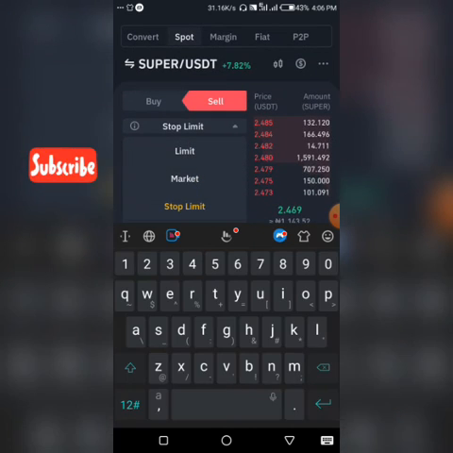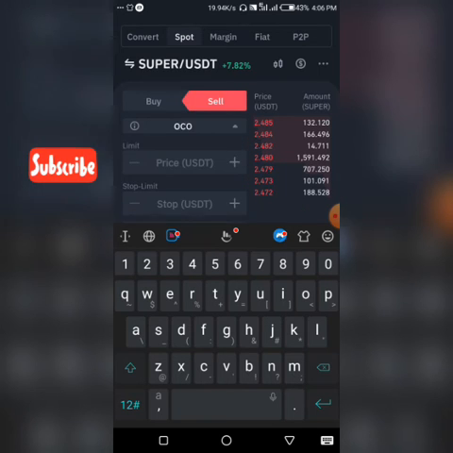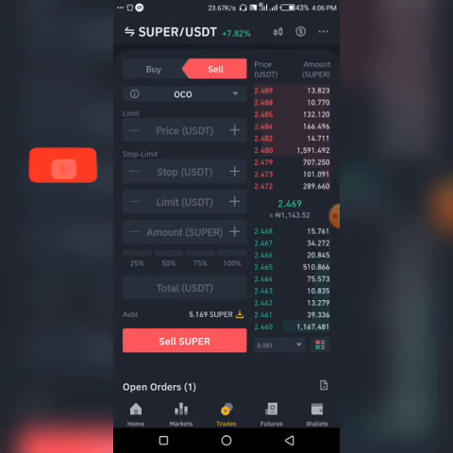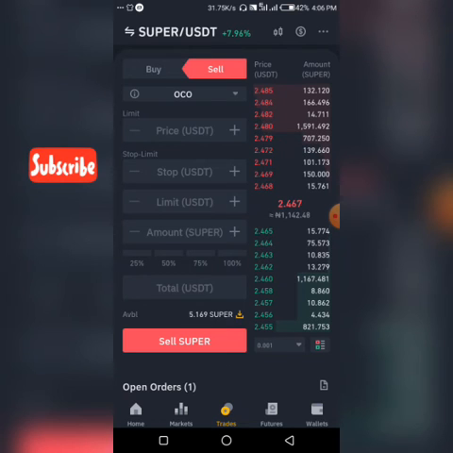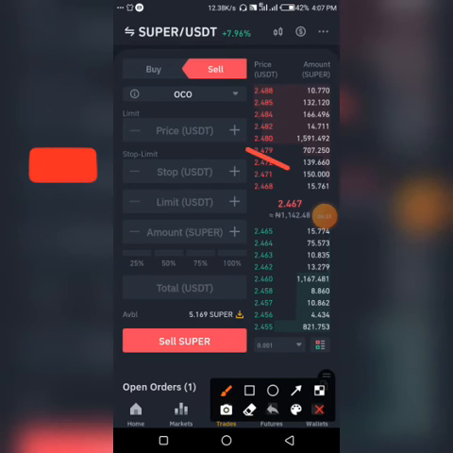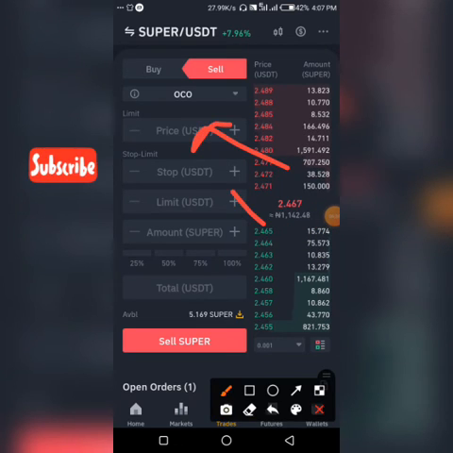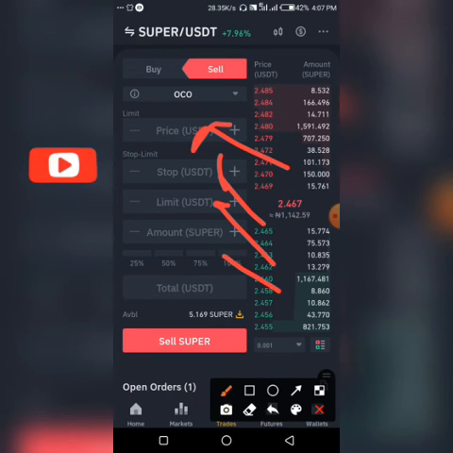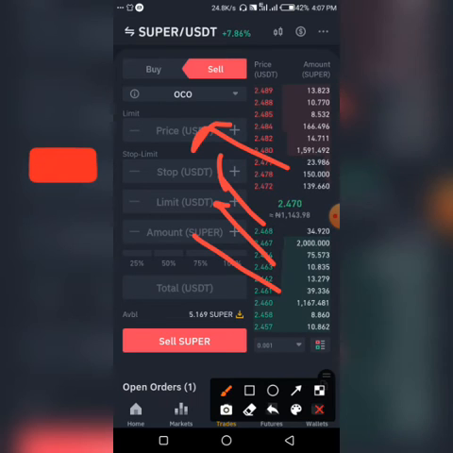Then for OCO, the special one. You set OCO especially when you're not going to be online to monitor the trade, to monitor the market. Here in OCO you notice it has some special features. It has the limit, stop limit, another limit, then amount. That's the quantity you want to sell, how many percent, 50%, 100%.